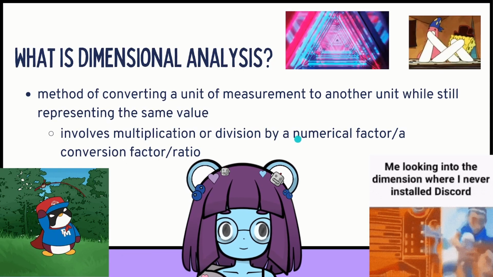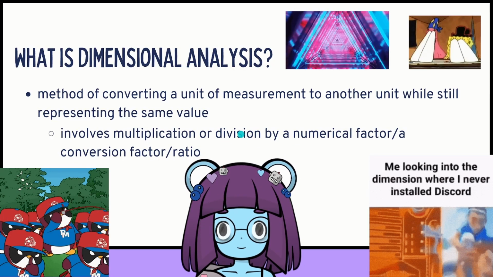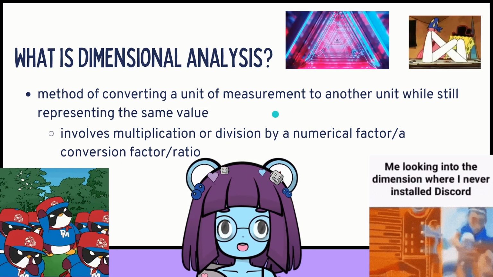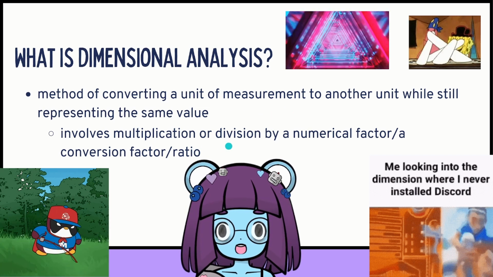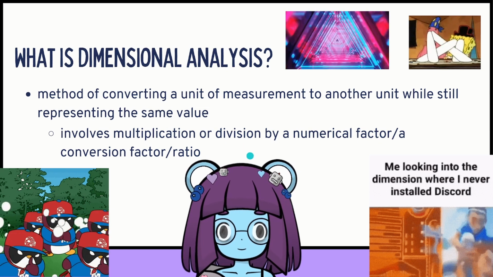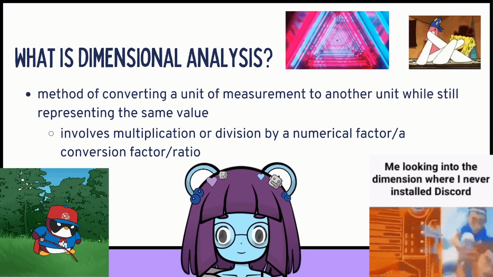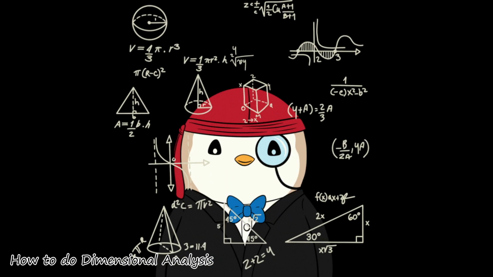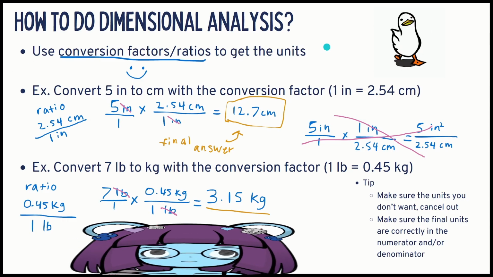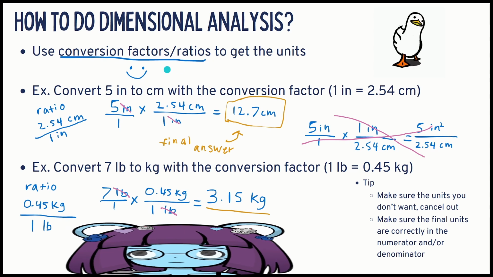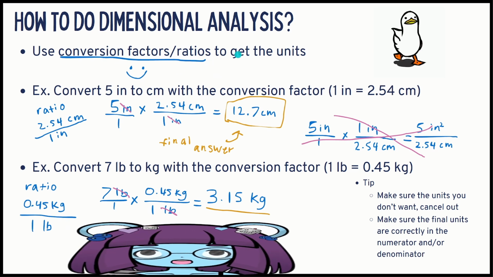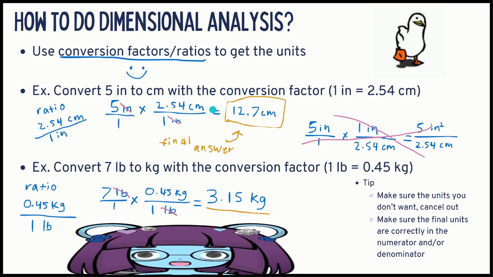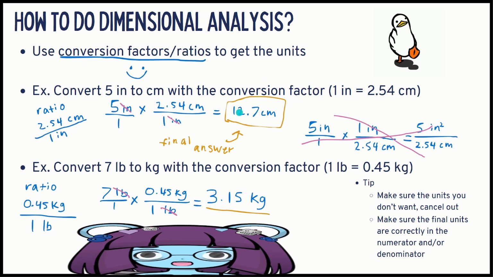Dimensional analysis. Although it may sound fancy, it is just a method of unit conversion. This method of conversion involves multiplication or division by a numerical factor, which is also known as a conversion factor or a conversion ratio. How to do dimensional analysis. For dimensional analysis, you simply use conversion factors and ratios and multiply them to get the units that you're looking for. In fact, for the previous problem, you technically already did this, but you just did it in your head.